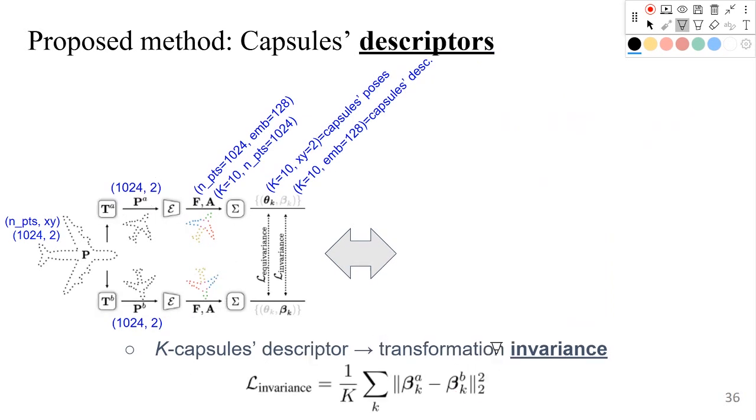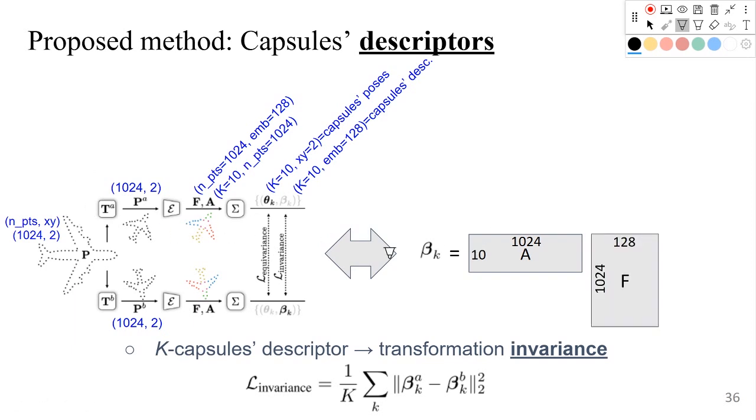And then next we will discuss the descriptor. This is the same. We use the attention metric. And then instead of computing from the points, for the descriptor we will compute from the point features here. The output will be just the number of capsules, which is 10 in this case, and the embedding dimension, 128 embedding dimension here.